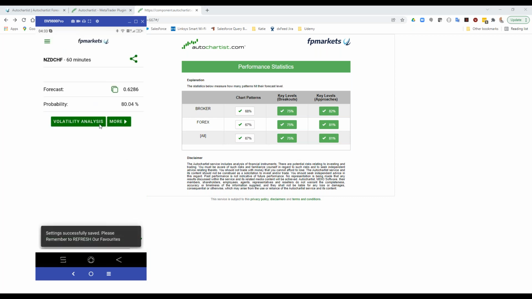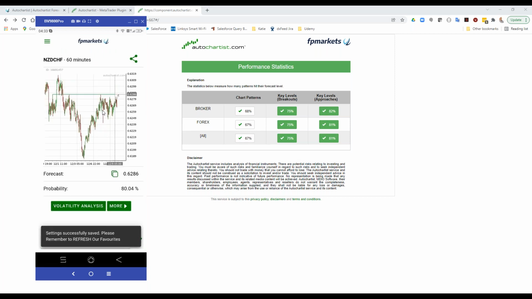And I'll go back to our favorites. And so it's telling me right now there is only one opportunity that fits my criteria on the selected instruments with a probability of higher than 60%. Now, obviously, I would expect you to select many more instruments, right?